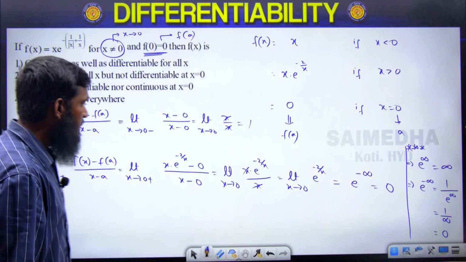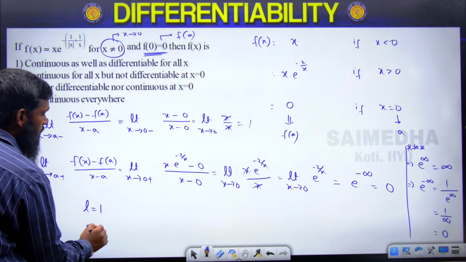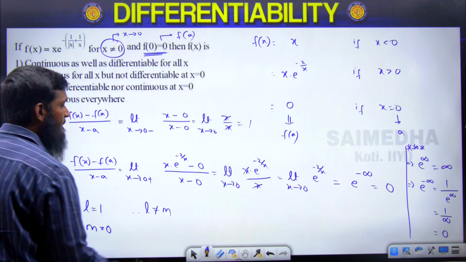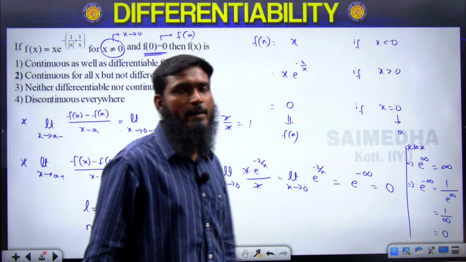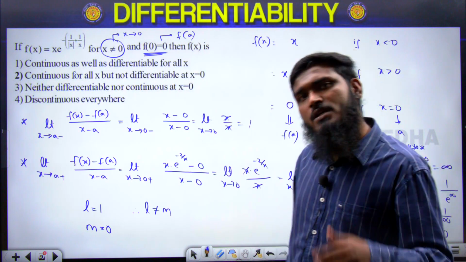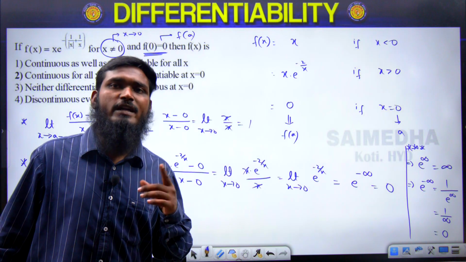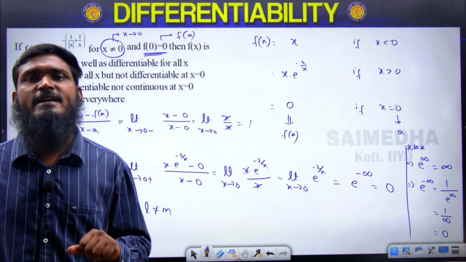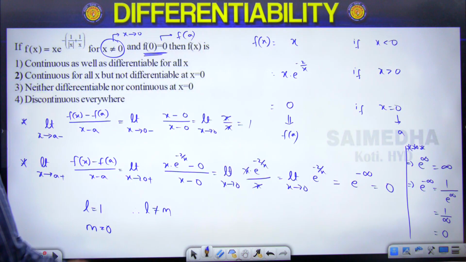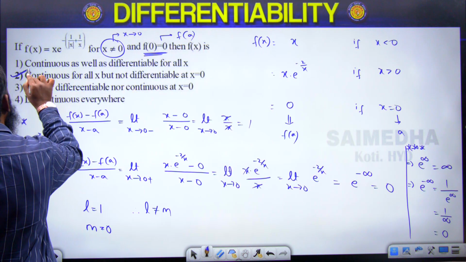So what is L value we are having? L value is equal to 1, M value is equal to 0. Therefore L is not equal to M, but both are having some finite values. 1 is also a finite value, 0 is also a finite value. So according to case number 2, L is not equal to M, but both are having some finite values, then the function is continuous but not differentiable. So we can go with continuous for all x but not differentiable, means option number 2 is correct.